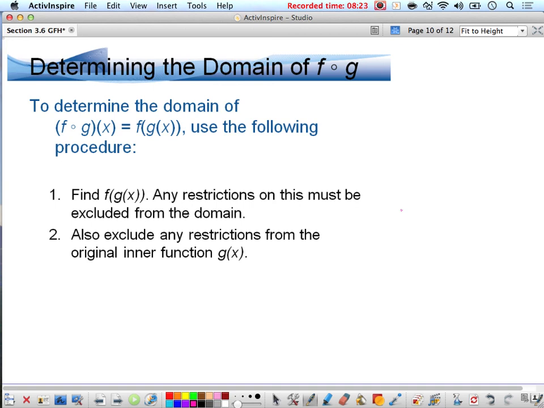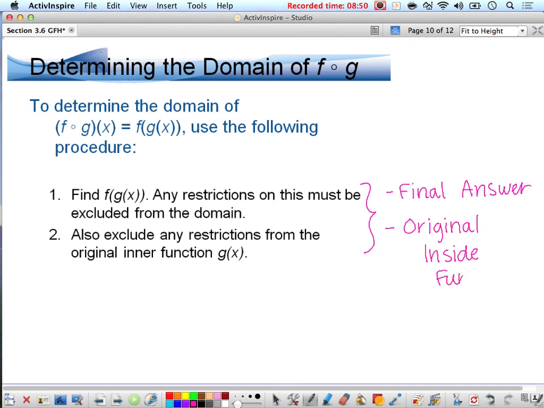But you also include any restrictions from the original inner function. So basically you have to look at 2 sets of restrictions. Final answer restrictions and the original inside function, not the outside. The outside original function has nothing to do with it. The original inside function. Those are the restrictions that count, nothing else.